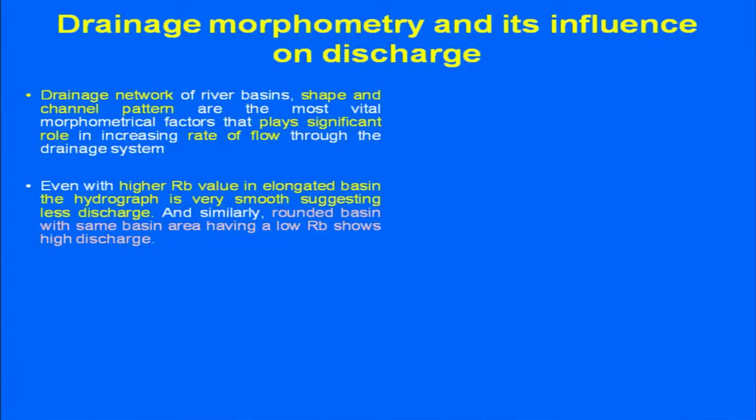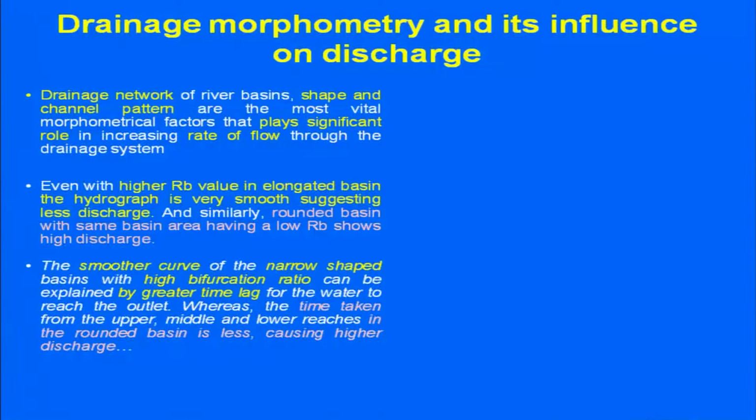And similarly, the rounded basin with the same basin area, so the basin area of the rounded basin and the elongated basin is very much similar, or it is the same, having a low RB bifurcation ratio shows high discharge. So this is what has been shown here.